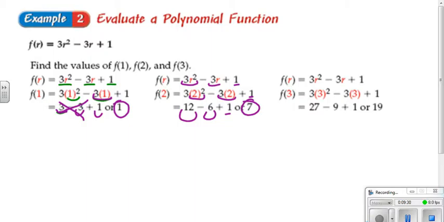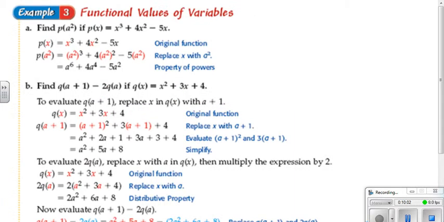And one more case, f of r where r is 3. So f of 3, for every r, we just replace it with 3. 3 squared is 9, times 3 is 27. 3 times 3 is 9, right there, plus the 1 still. 27 minus 9 is 18. 18 plus 1 becomes 19. So we literally just plug in whatever value we have for our r values.